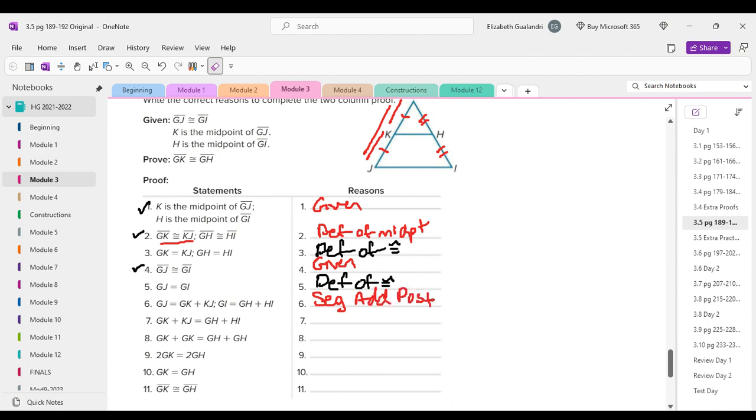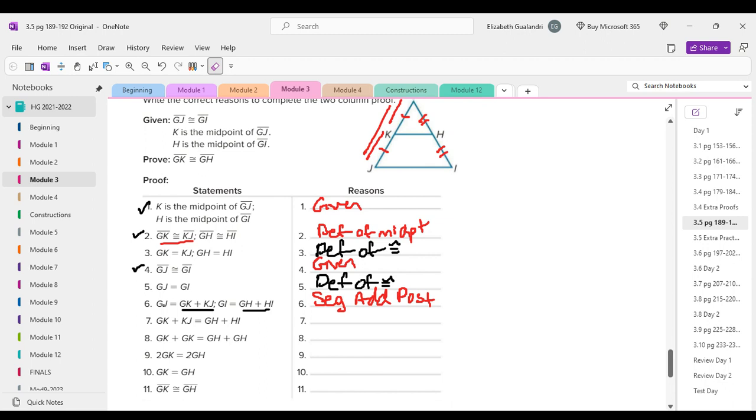So I'm going to fill that in. Again, that came from the diagram. So right now I have step 3, 5, and 6 that are all not using each other at this point. And so we're probably going to run into that right about here. Let's see if we can follow this. GK plus KJ. So I see that right there. GH plus HI. I see that right there.